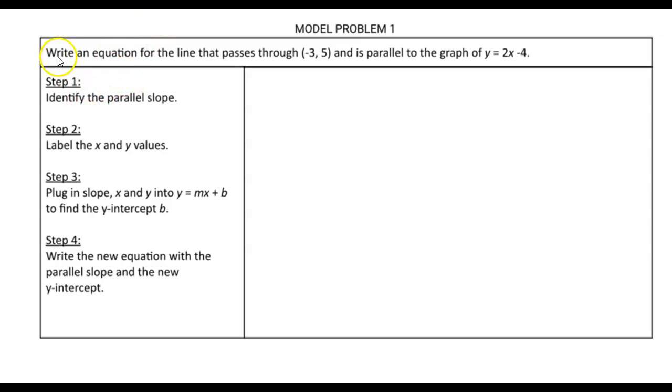Step 1 says to identify the parallel slope. Easy to do because the slope here is 2. And I'm told that the lines are going to be parallel, so the slopes are going to be equivalent. And that was easy enough. Now what we're asked to do is to label the x and y values. Well, some information is given to me here. The x and y values are here. The negative 3 and 5 are x and y, so I can label them fairly easily.